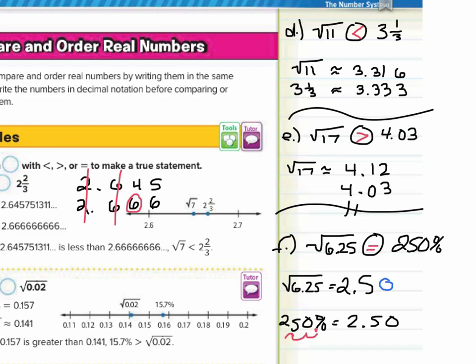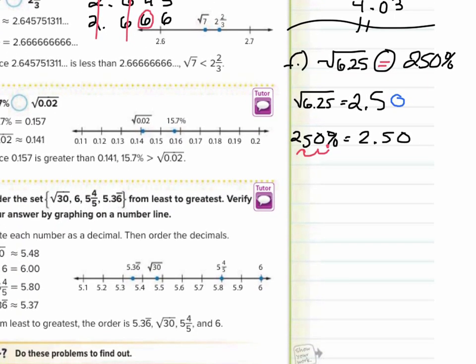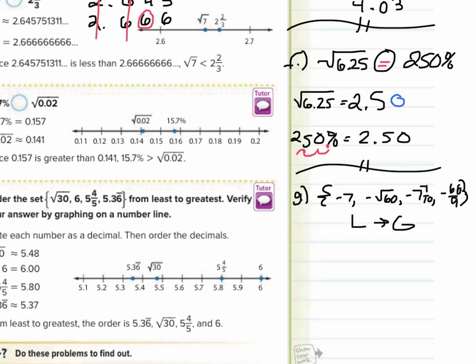Now, let's move on to G. In G, we're being asked to order the set -7, the negative of the square root of 60, -7 1/10, or I'm sorry, -7 7/10, and -66/9 from least to greatest. So we want least to greatest. And then we'll verify on the number line on the page.